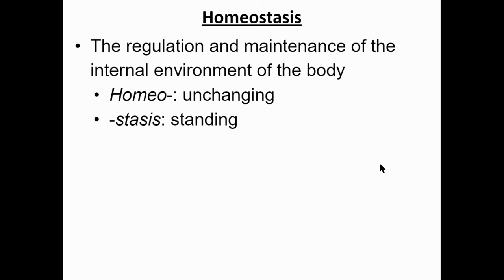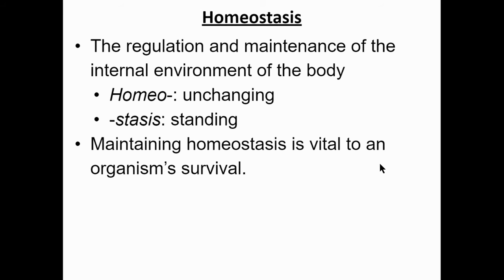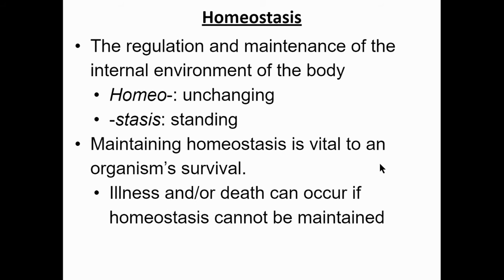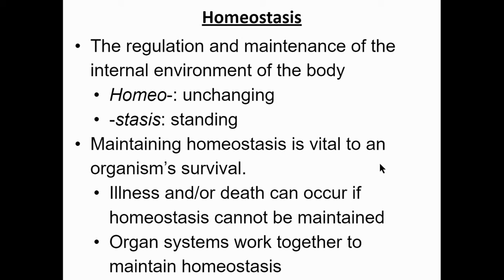Homeo means to unchange, and stasis means to stay the same, like standing. So we're trying to keep it standing at an unchanging, even keel process in our body. We have to maintain homeostasis in order to survive. If our body cannot maintain homeostasis for a certain amount of time, if it gets out of whack, that's when we can end up dying. So homeostasis is very important. Illness and or death can occur if homeostasis cannot be maintained. Organ systems work together in order to maintain this homeostasis, and we'll talk about that in the next couple slides.